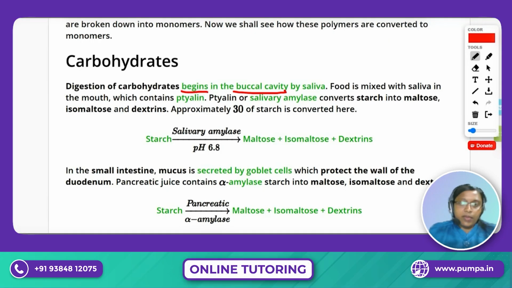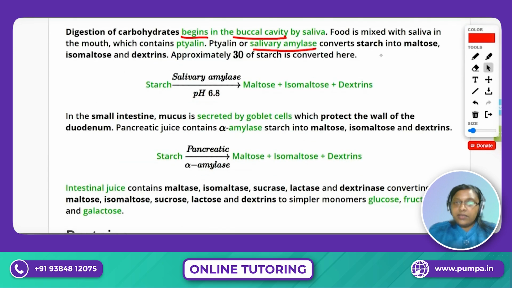Okay, children, this is very much important. The digestion of the carbohydrate begins in the buccal cavity. Which particular enzyme will help in the digestion of a carbohydrate? It is the salivary amylase. Okay, salivary amylase. You can use this image.